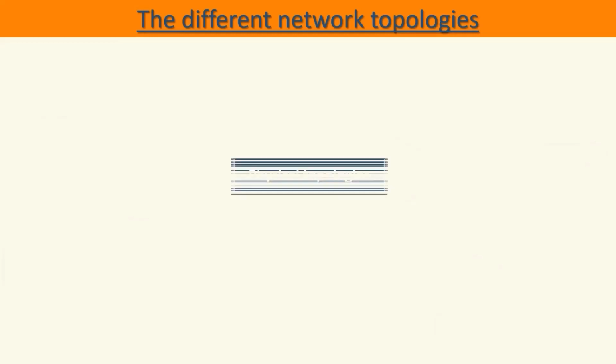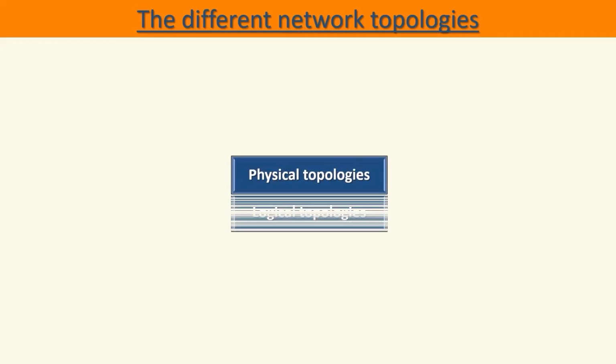In networks, we have 2 types of topologies that can be divided into 2 categories: physical topologies and logical topologies. There is a big difference between the 2. Physical topology is what the network looks like and also how all cables and devices are connected to it. And logical topology is the path that data signals take through the physical topology.